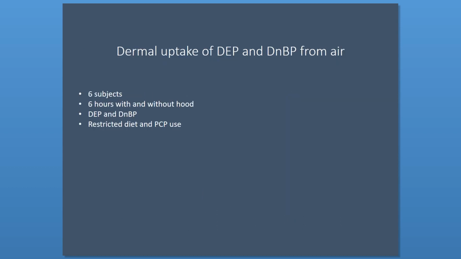So just to reiterate, there were 6 subjects. They spent 6 hours in the chamber, once with the hood and once without this breathing hood, these two chemicals. And the other thing I didn't mention is that they had a restricted diet because some of these chemicals can actually come from food. And so the idea was just to reduce the background concentration that we get from other sources as much as possible.